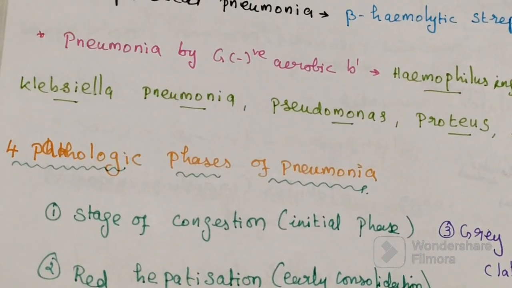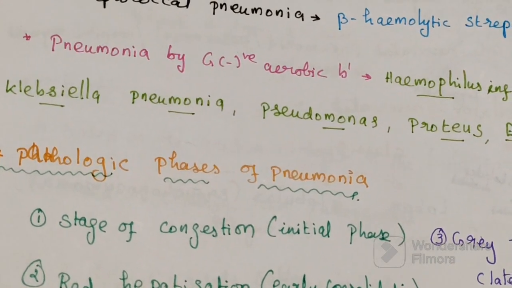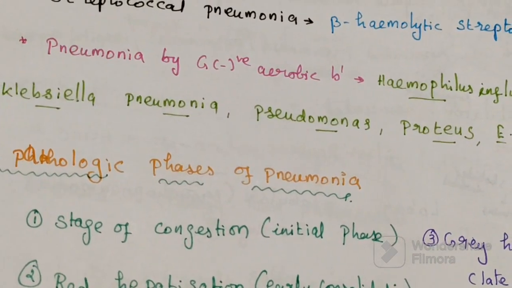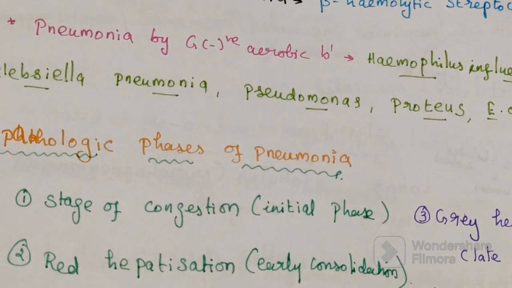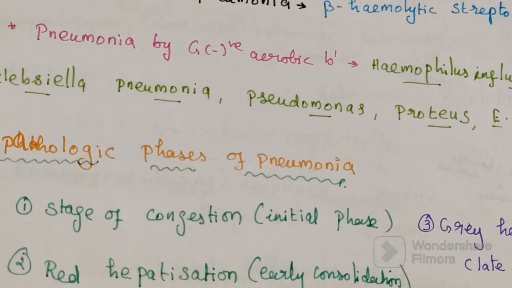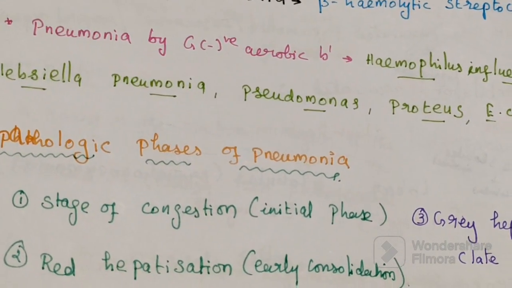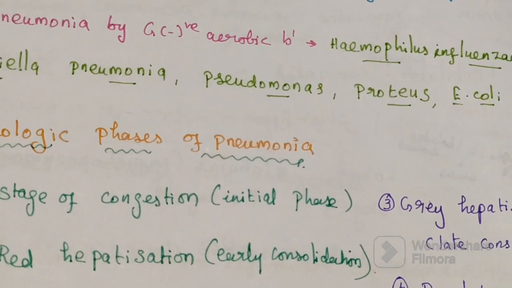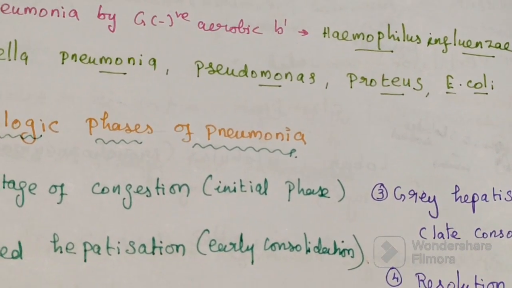Then they have 4 stages. What are the 4 stages? Stage 1 is called the stage of congestion. This one is the initial stage. It takes 1 to 2 days.